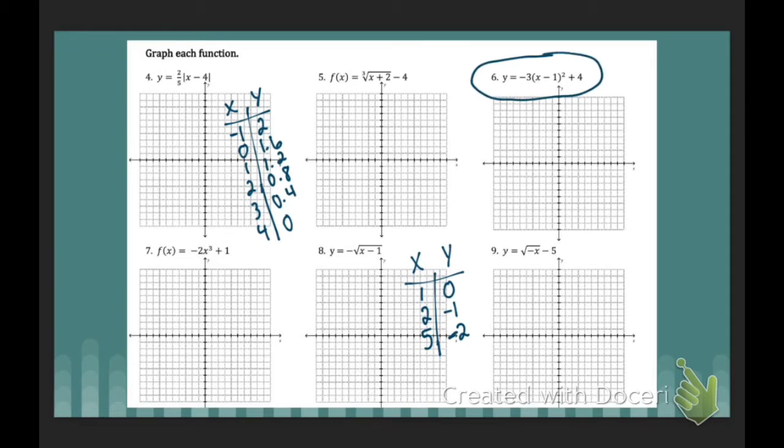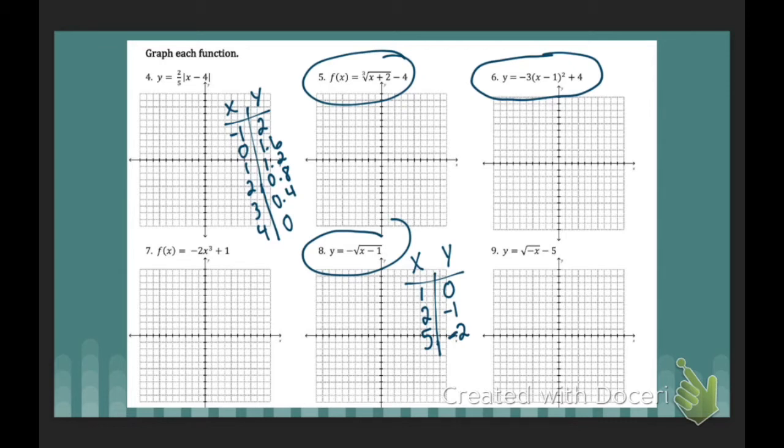I don't need to use a table. Same thing with 5. Same thing with 8. Same thing with, well, most of them. But it might be easier for you to use a table on some of these. So for 4 and 8, I've kind of set up your tables.